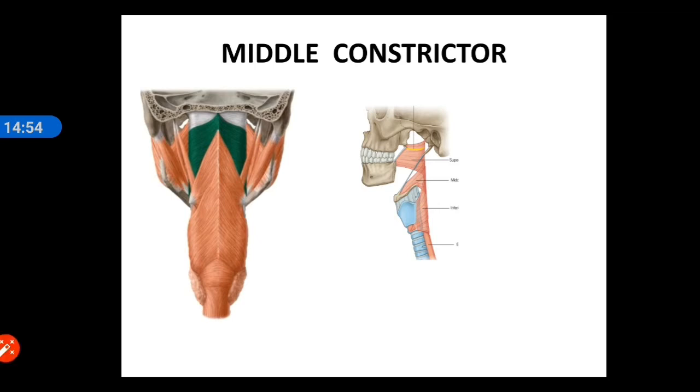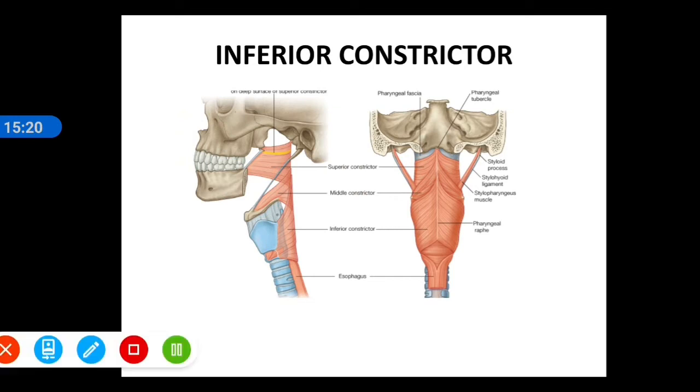Now we will see the middle fibers. The middle fibers are inserted into the median fibrous raphe, whereas the lower fibers pass downwards and are reinforced by the inferior constrictor muscle, and these lowermost fibers reach up to the level of the vocal folds. So that was about the middle constrictor. Now we will study the inferior constrictor muscle.